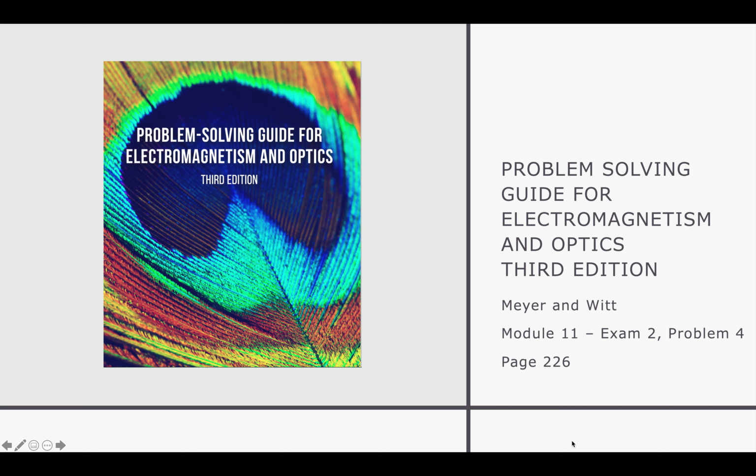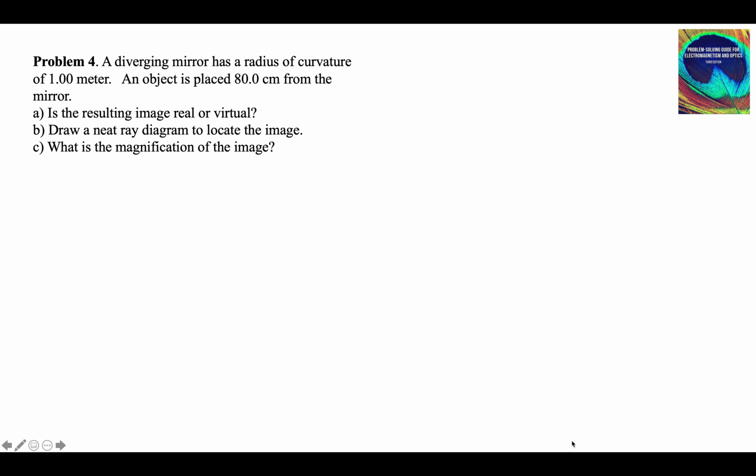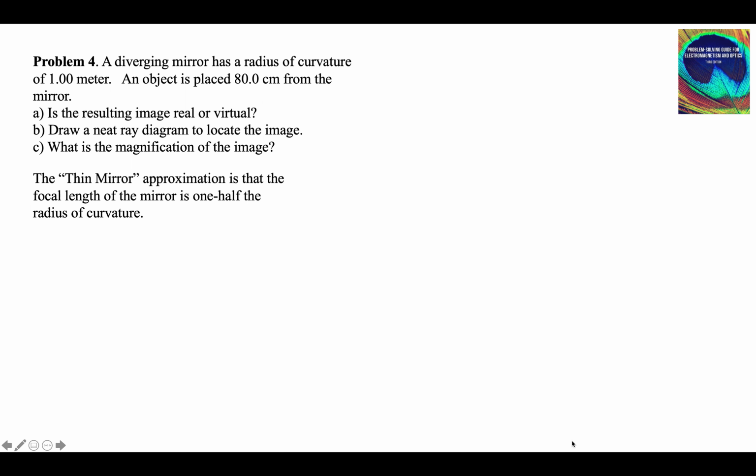This is a walkthrough of problem 4 on exam 2 of module 11 in the book Problem Solving Guide for Electromagnetism and Optics. Problem 4. A diverging mirror has a radius of curvature of 1 meter. An object is placed 80 centimeters from the mirror. Is the resulting image real or virtual? Draw a ray diagram. What is the magnification of the image?